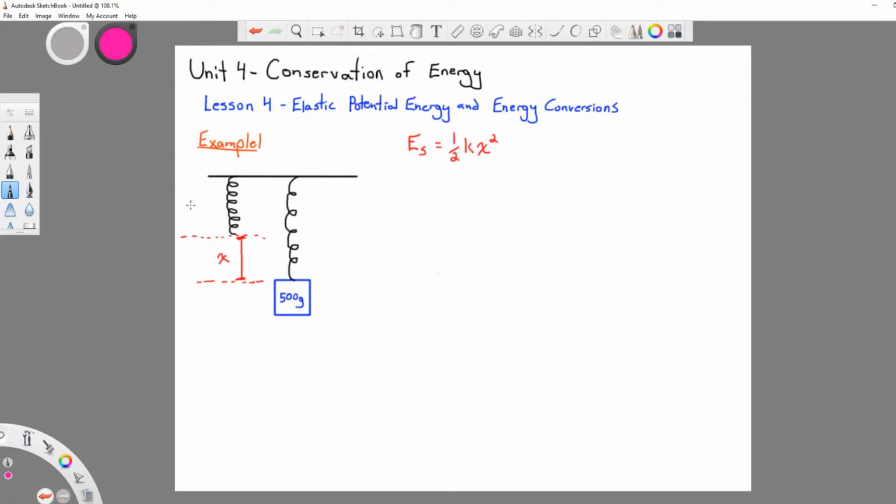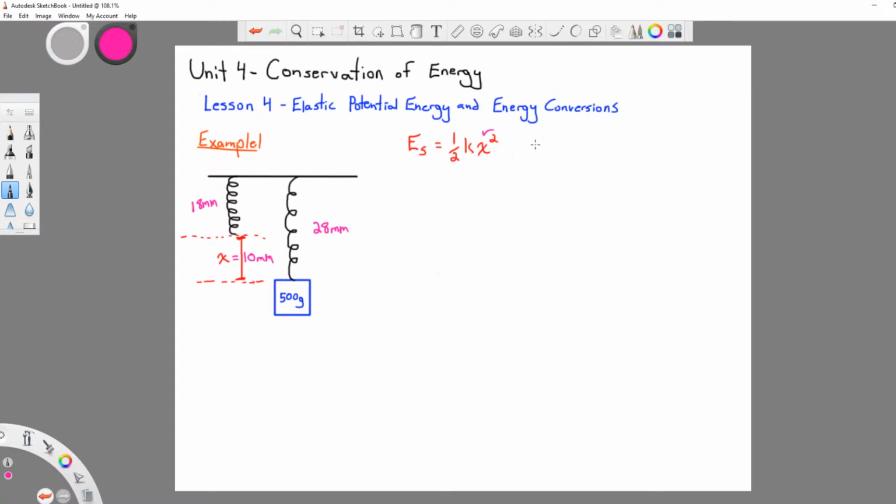And using our rulers or some sort of measuring device, we can determine that our rest length, at least for me in my print, is 18 millimeters. And the stretched length works out to 28 millimeters, which leaves us with an x value of 10 millimeters, not 10 meters, 10 millimeters. Okay, so we have x.